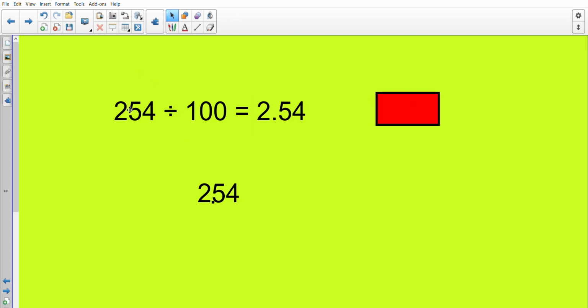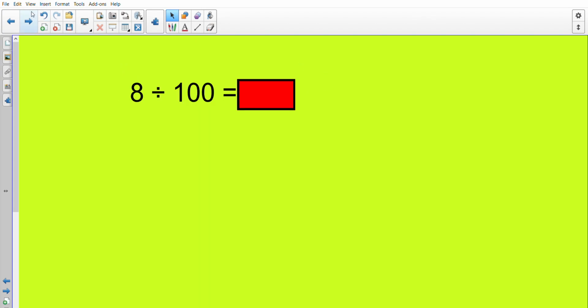Once again, notice the numbers are always lined up in the same order. 254 here, 254 here. Okay, and have a go at this one yourselves. 8 divided by 100, what do we think?